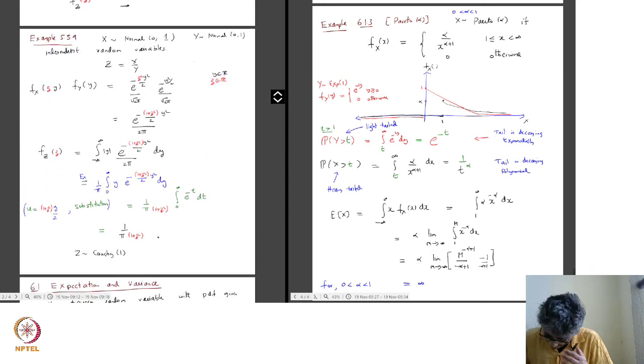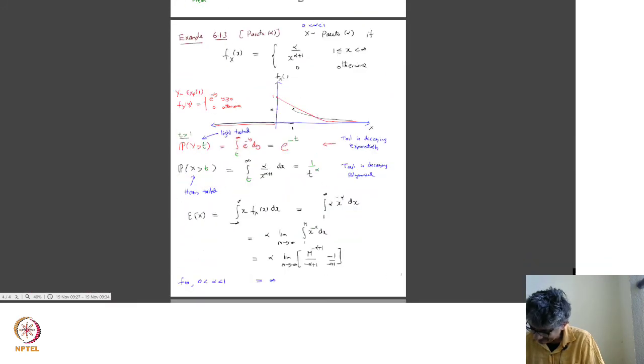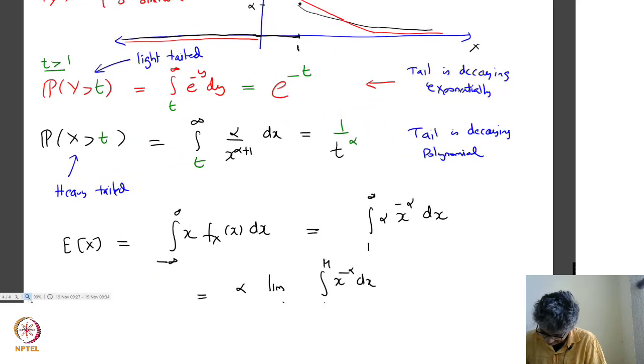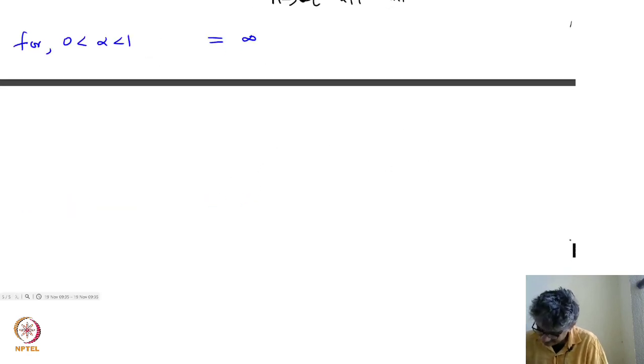If you stare at Cauchy for a while, you can actually show that Cauchy's mean is not defined. The expression will not converge. One can also check that. Let me just make a remark.